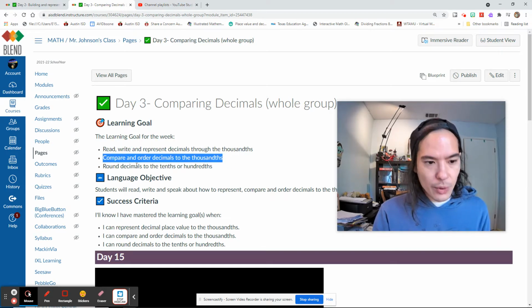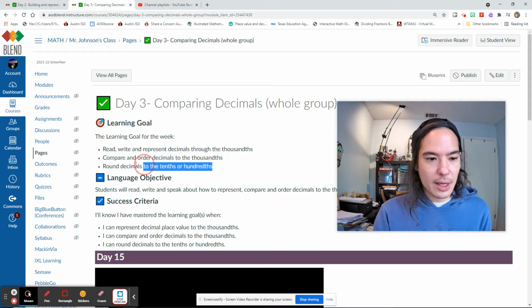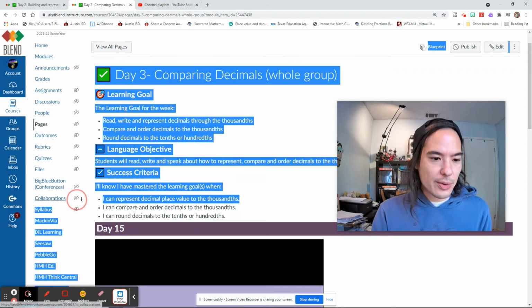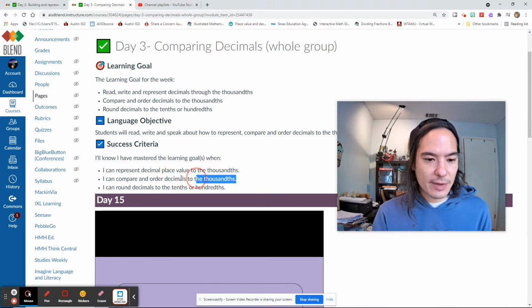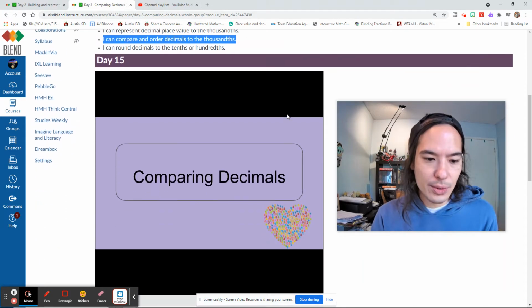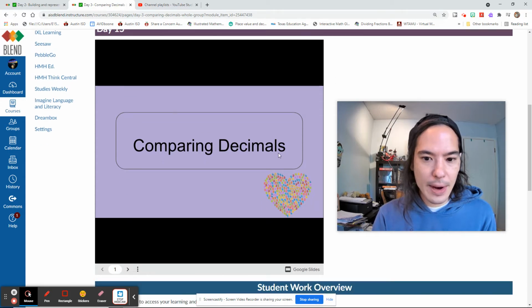Today, we're going to learn to compare and order decimals to the thousandths, all right? And then in the future, we will still round decimals to tenths or hundredths. So right now, hopefully you can say, I can represent decimal place value to the thousandth now after those place value lessons. And hopefully after today, you will be able to say, I can compare and order decimals to the thousandths. All right, so what we're going to do is look at comparing decimals today.